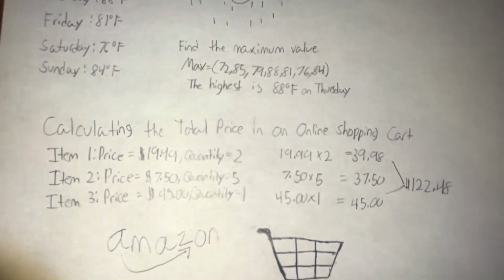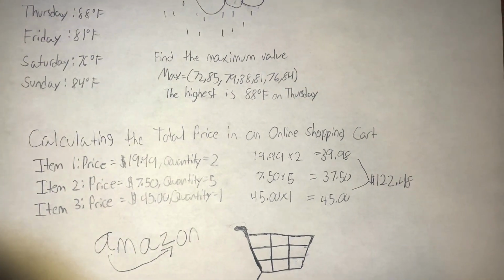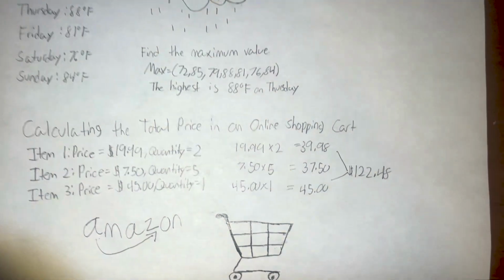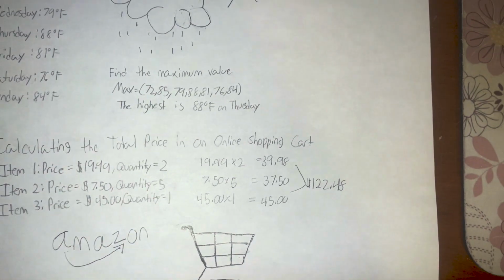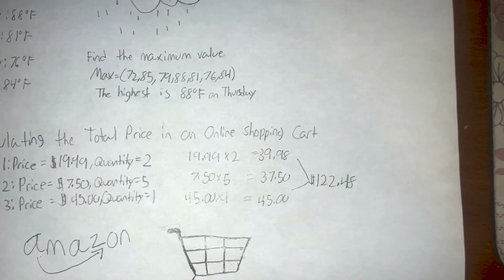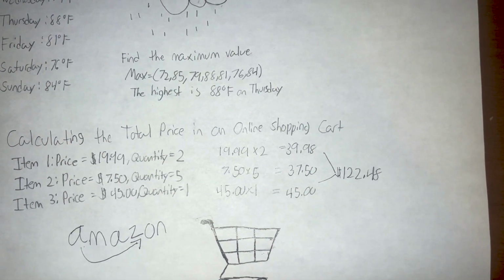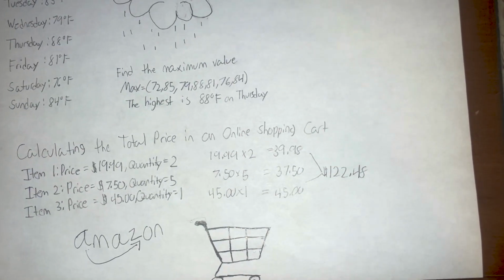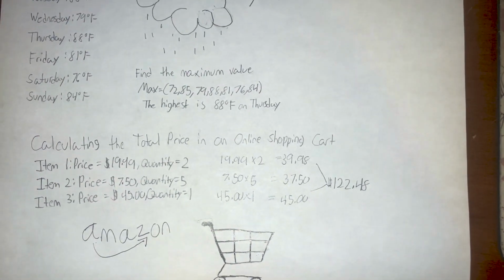And so the second equation is item 1, which is a price of $19.99 and a quantity of 2. Item 2 with the price of $7.50 with a quantity of 5. And then item 3, which is $45. And so you would multiply $19.99 by 2 to get $39.98, 7.5 times 5 to get $37.50, and then just $45. And he would add that up to get $122.48 in the user's cart.